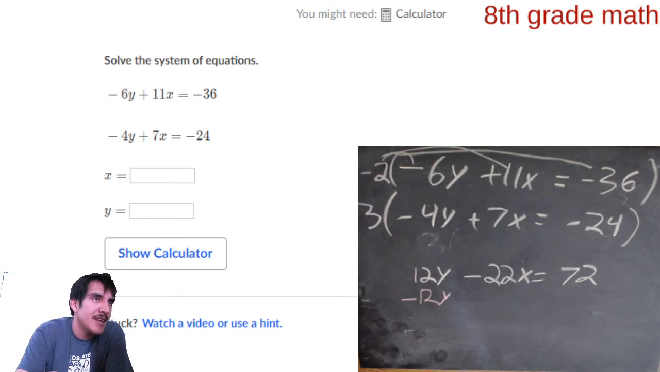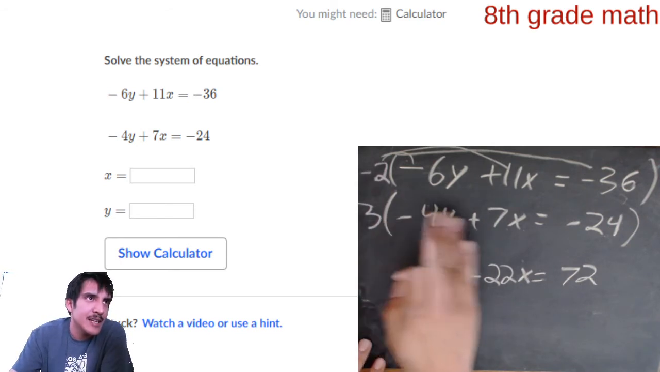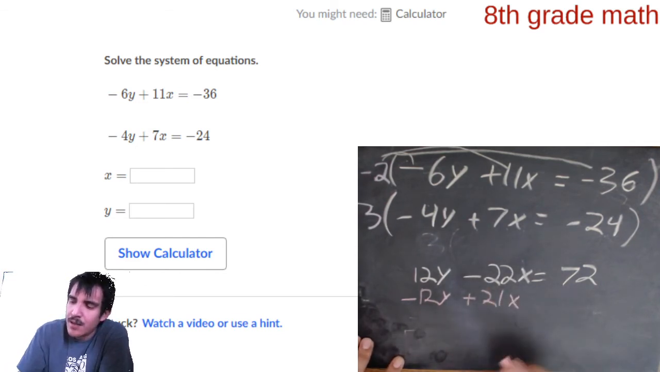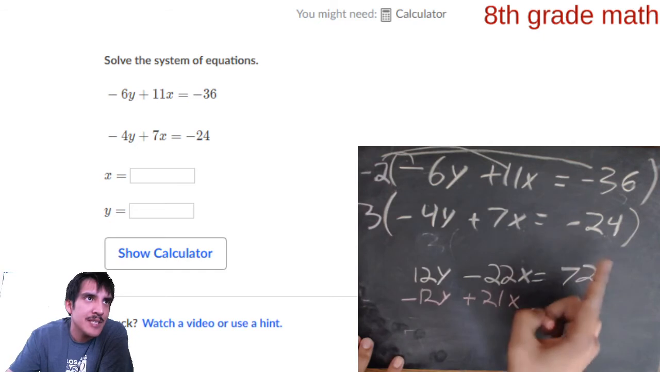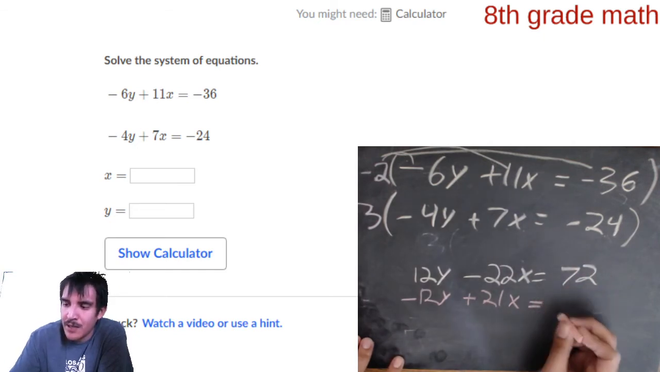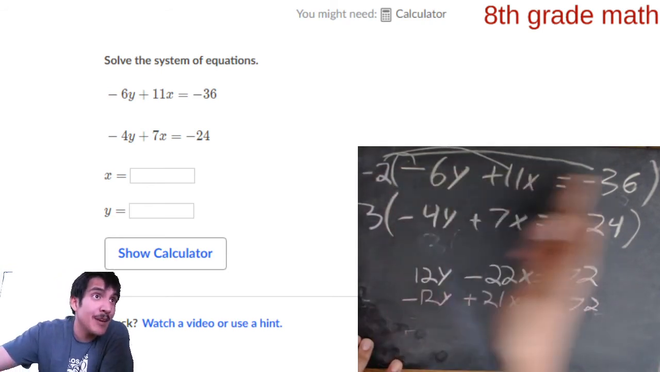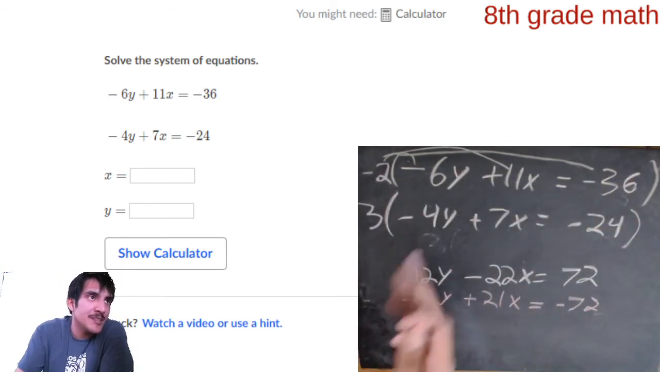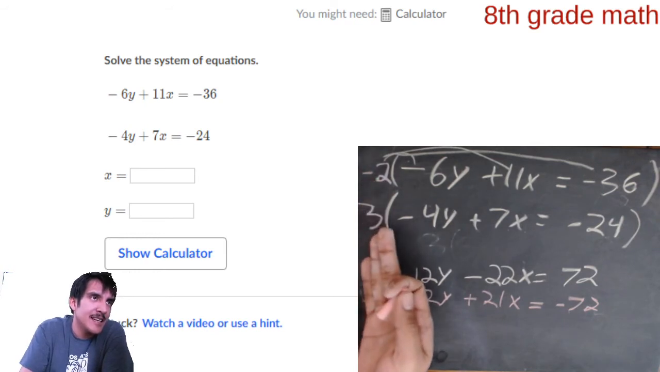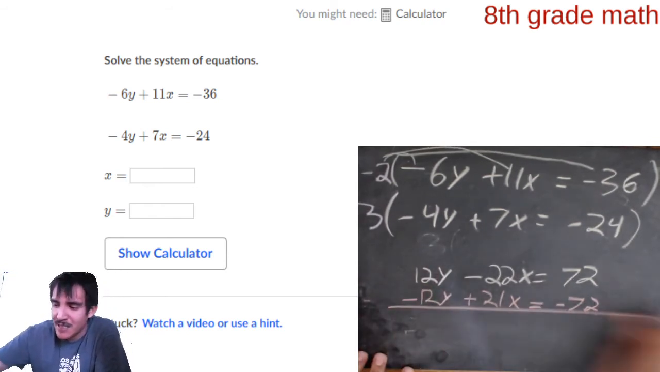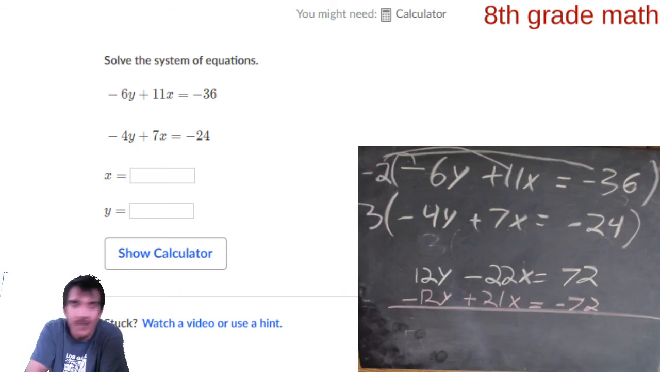3 times 7x, that's going to be 21x. And then 3 times negative 24 is going to be negative 72. So both of our top equations, we have just multiplied them by these numbers on the side. And the reason we did that is because now, look, we have opposites. So now that we have opposites, it's just like the last lesson. Now you can begin adding these two lines and watch what happens.